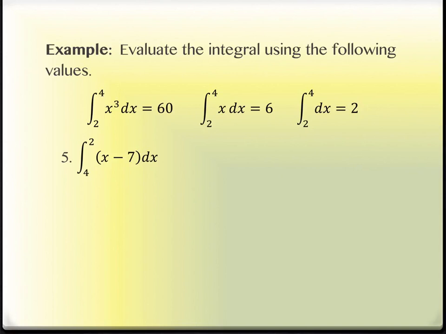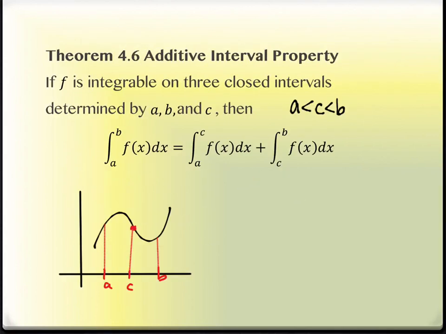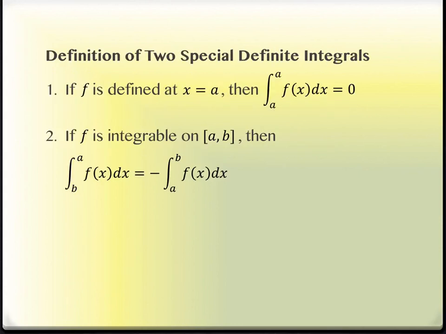Tell me something about this one that's a little bit different than the last one. Right, the limits are reversed. 2 is now at the top, 4 is at the bottom. Does everybody see that? We cannot proceed with this one in exactly the same way as the last one, but we do have a property. Where did it go? There it is. It tells us what to do if the limits are reversed, right? It says I can flip them. I just have to put a negative in front when I do.